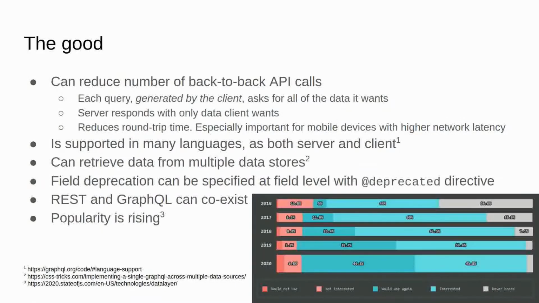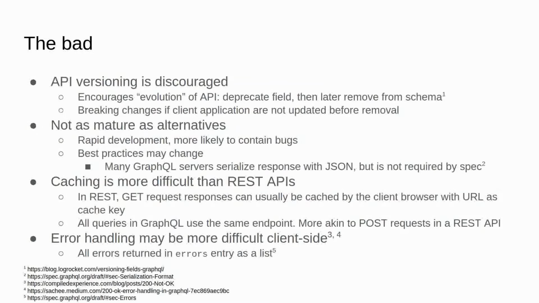GraphQL is not all or nothing. GraphQL can coexist with a conventional REST API. This means existing projects with a REST API can integrate GraphQL and leverage the best of both worlds. The popularity and exposure of GraphQL has been steadily increasing since the public release in 2015. As with all things, there are pros and cons. We shall look at them on the next slide.